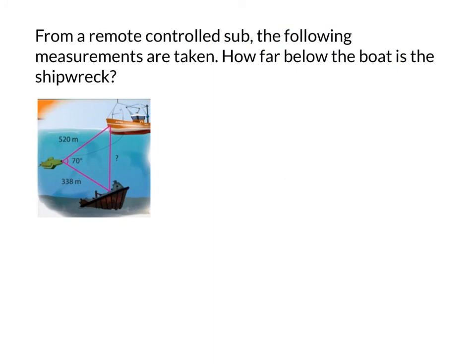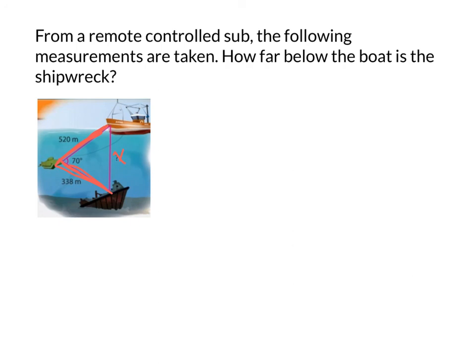So how about a word problem? From a remote-controlled sub, the following measurements are taken. How far below the boat is the shipwreck? So we can see that we have our sub off to the side, and it measures the angle to the boat as well as to the shipwreck to be 70 degrees. And it can also tell that it's 520 meters from the boat, 338 meters from the shipwreck. But we don't know what this third side is.